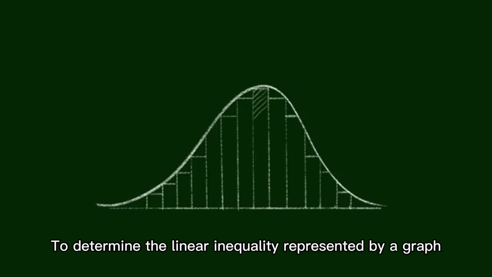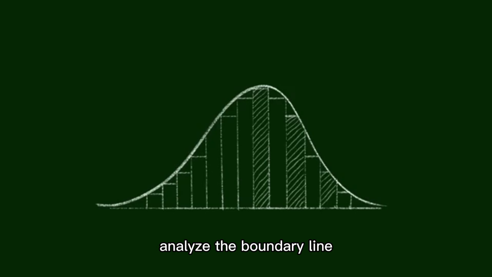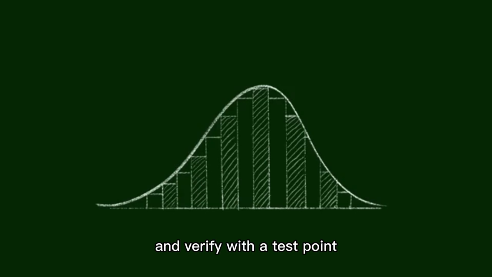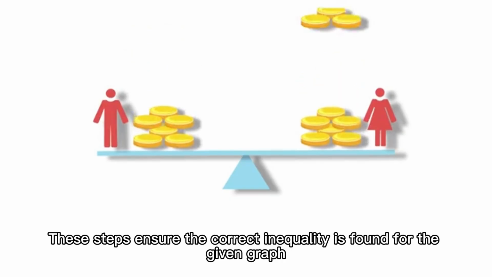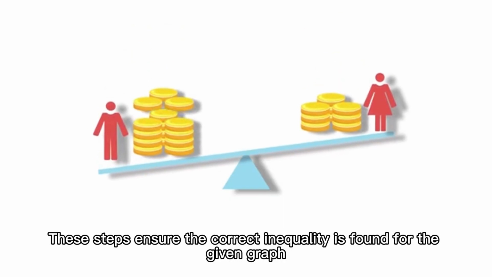Conclusion. To determine the linear inequality represented by a graph, analyze the boundary line, check the shading direction, and verify with the test point. These steps ensure the correct inequality is found for the given graph.